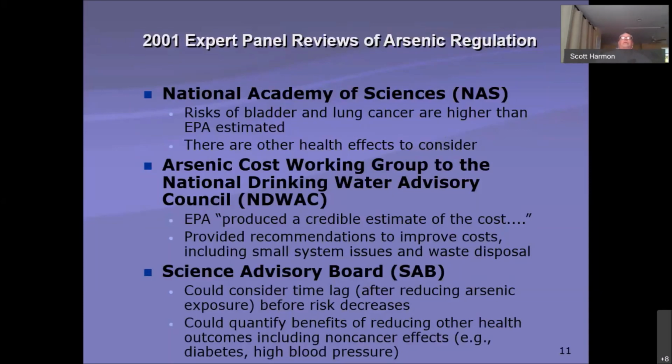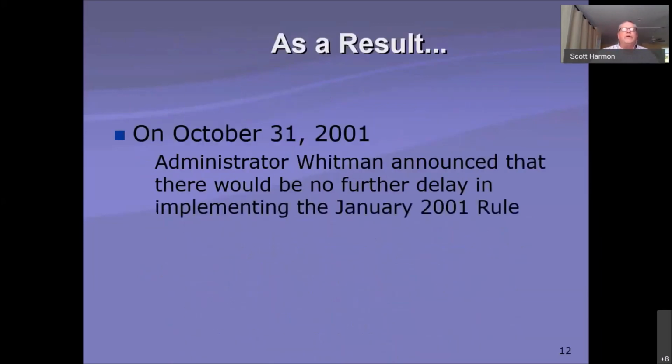They talked about implementing a sliding standard, things like that, where smaller municipalities could spread the cost out over many years. So they took all those things into account before they set the final standard MCL for this. After all the talk and all the action, this is what finally occurred. Administrator Whitman announced there would be no further delay in implementing the January 2001 rule. So they went ahead and implemented it.